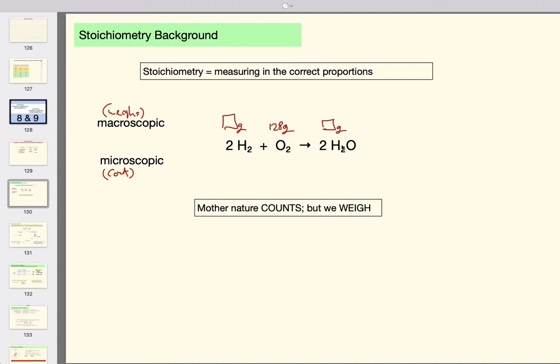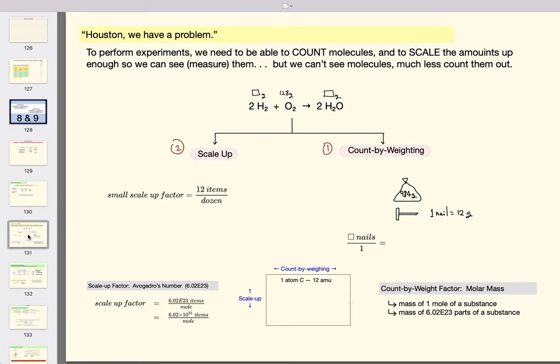Now, we cannot actually count molecules as humans, as chemists. So what we have to do is weigh things. We have to take the same proportion, 2:1:2, but we have to do that in terms of weight. That's what we mean, Mother Nature counts, but we weigh. That means for us to be able to do chemistry, we have to be able to do two things. We have to learn how to count by weighing, because we weigh and Mother Nature counts. We have to do that conversion.